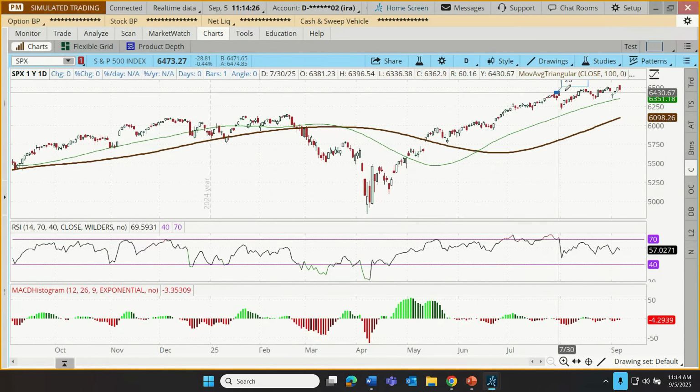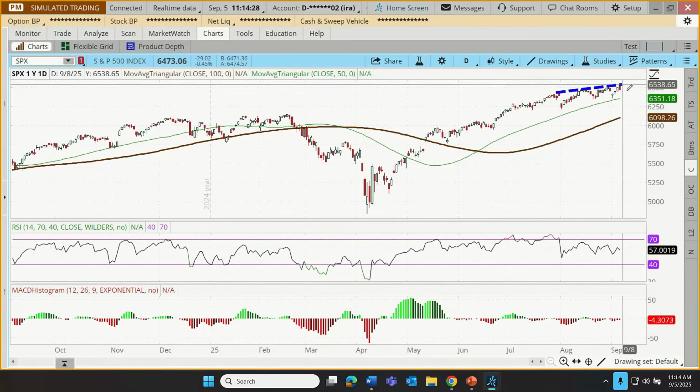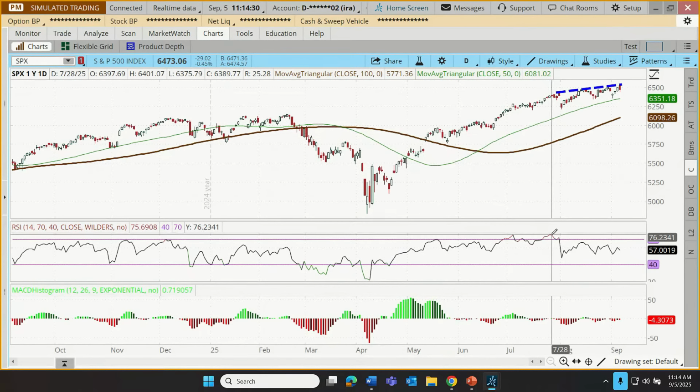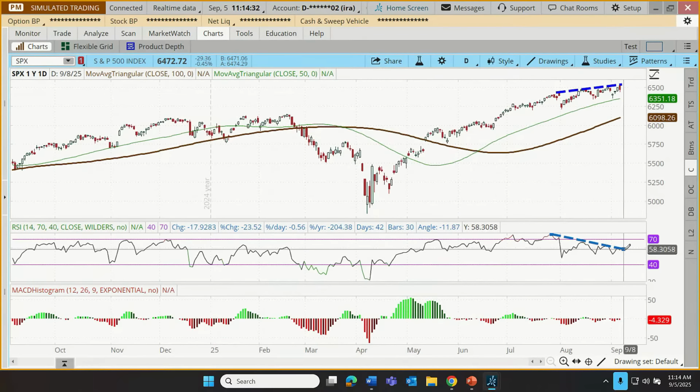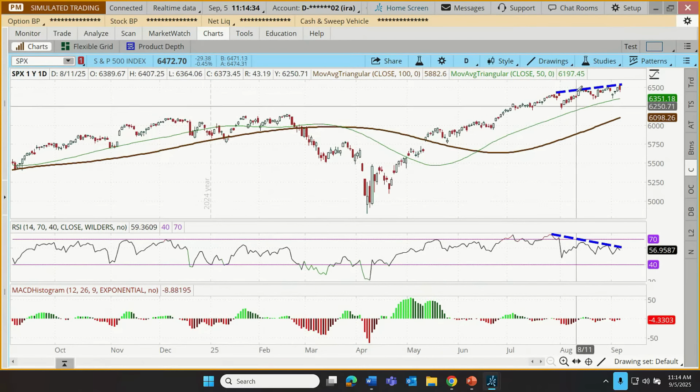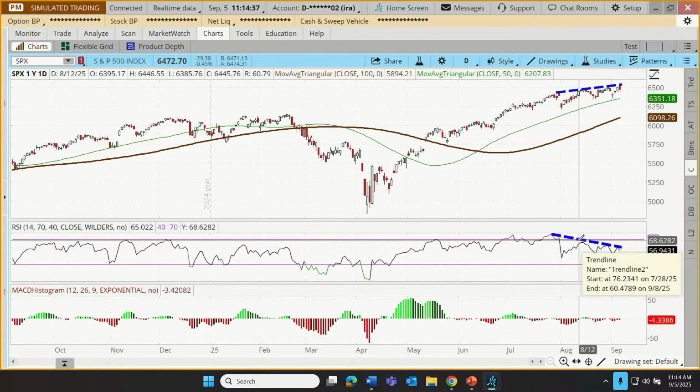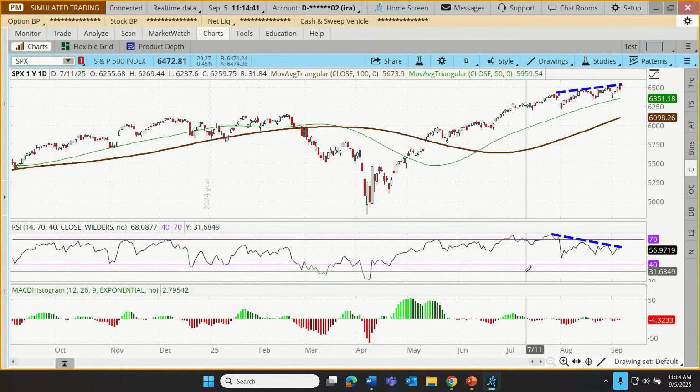Look at what's happening with price. The highs are going up. Look at what's happening with RSI. Highs are going down. What do we call that? It's a different way to look at that RSI. Rather than just looking at it being overbought or oversold, sometimes we look at the highs and lows.